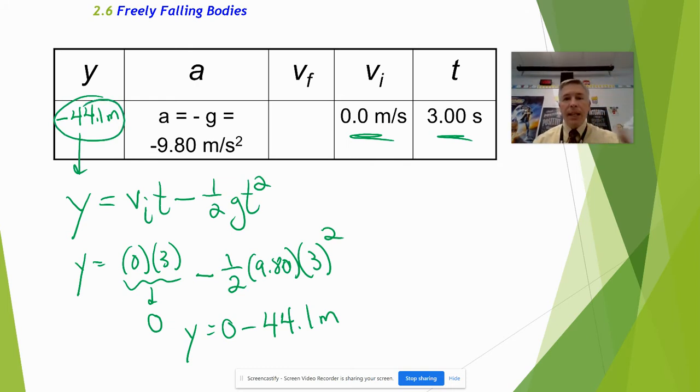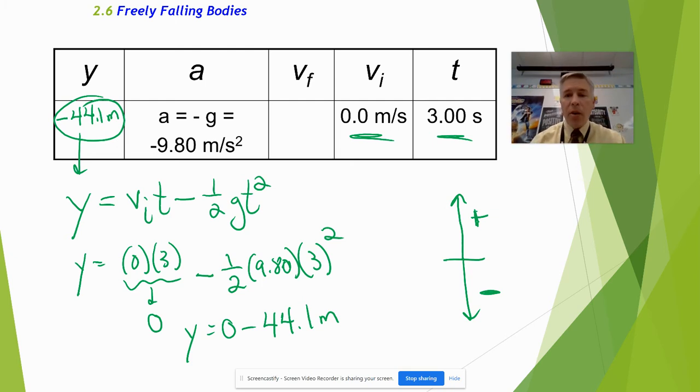So remember, anything that we do, if it's upward, we're going to make it positive. And if it's downward, we're going to make it negative. It's a common thing that we do with vertical motion. And it's very important whether you're talking about going up or coming down when we find this.